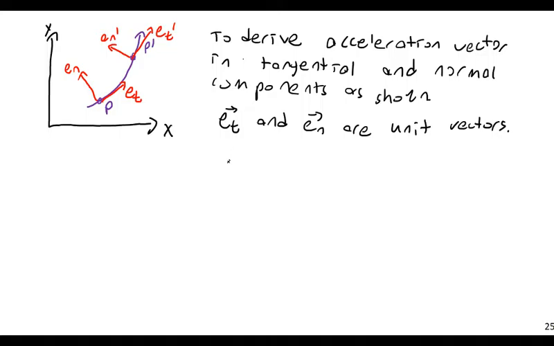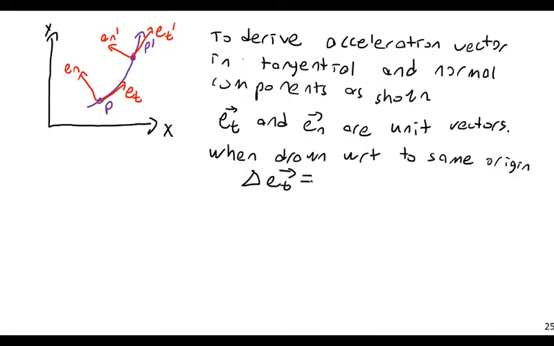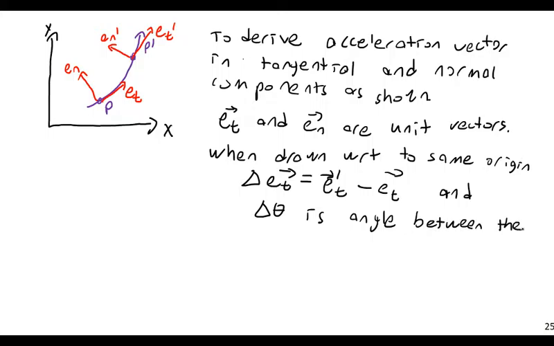And then when drawn with respect to the same origin, which they usually are, hopefully, delta ET is going to be equal to ET prime minus ET, and delta theta is the angle between them.